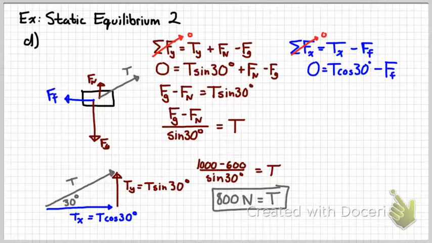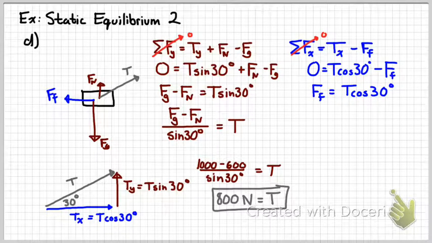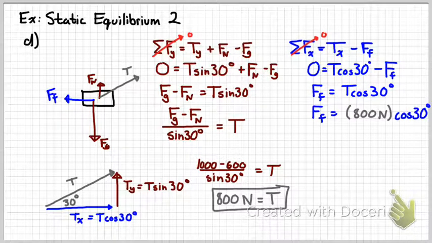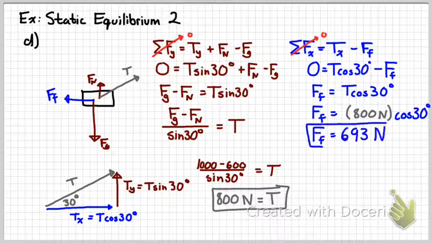Going to the x side, now that I know what T is, I can solve for the force of friction. Force of friction will be T cosine 30. We just found T to be 800 newtons, so 800 cosine 30 would be about 693 newtons.